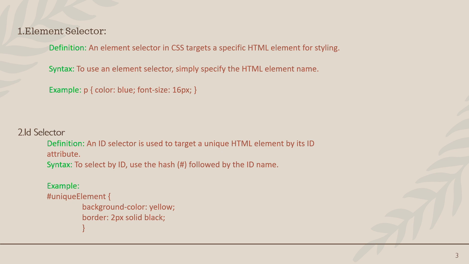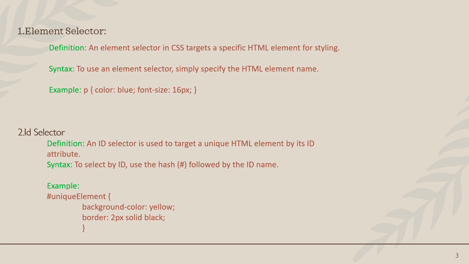So, element selector. An element selector in CSS targets a specific HTML element for styling. And to use an element selector, we simply have to specify the HTML element name. For example, we can see we use p, and then we have given color blue and font size 16 pixels. So that's it.